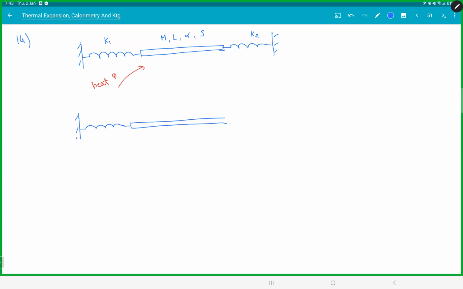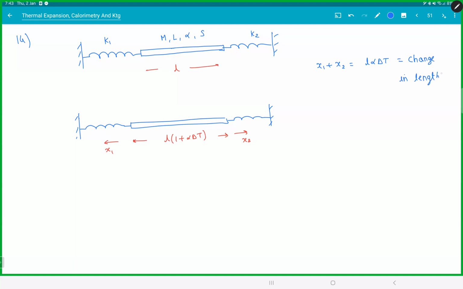So the rod will expand. Let's say initially this length was L. Now this length is L times (1 plus alpha delta T). Let this spring compress by x1 and this one by x2. So can I write x1 plus x2 equals L alpha delta T, the change in length of the rod? Whatever the change in length of the rod, it went into compression of the springs.